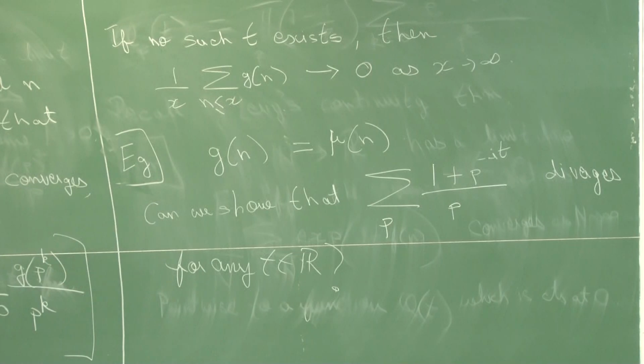This is something I would like you to think about. For t equal to 0, it is very easy to see that this sum does diverge. For non-zero t, maybe I'll let you think about this. What happens if you can show this?